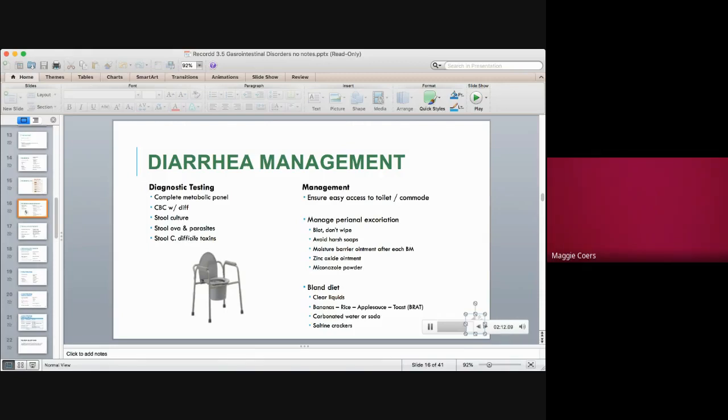Okay, so first clear liquids. Then the brat diet is bananas, rice, applesauce, and toast. Those are things that are very soft on the stomach, okay, not harsh. Sprite or 7-Up can be given. Sometimes just that carbonation helps relieve some gas and things. It makes the patient feel better. There's really no research to back if it really does any good for the diarrhea, but it might make the patient more comfortable. And then saltine crackers help.